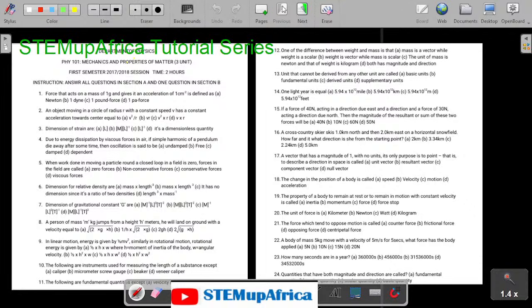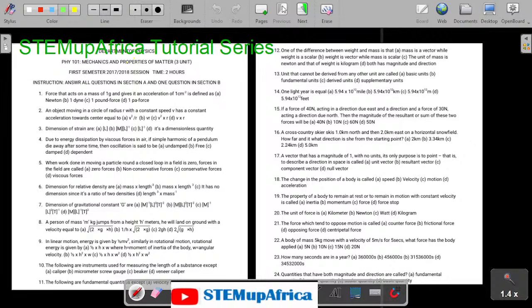So when you damp a simple pendulum with a viscous force, the amplitude will decrease because the viscous force, which is the drag force, will reduce the rate of oscillation of the pendulum. So the answer to that is damped.